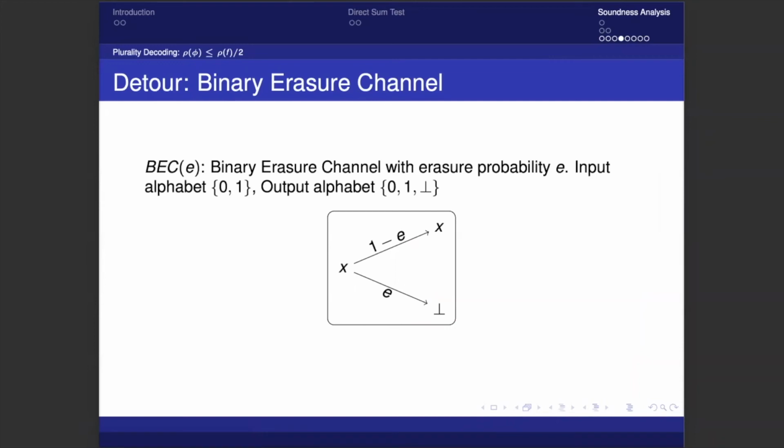The binary erasure channel takes as input a bit and outputs either a bit or an erasure. The binary erasure channel with erasure probability E takes a bit x as input, and with probability E, it outputs an erasure, and with probability 1 minus E, it leaves the bit unchanged.